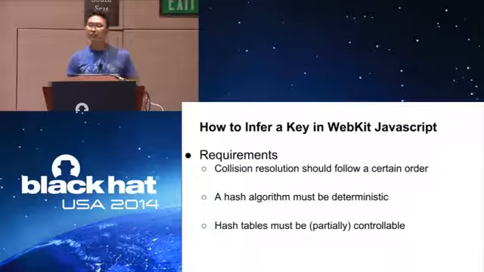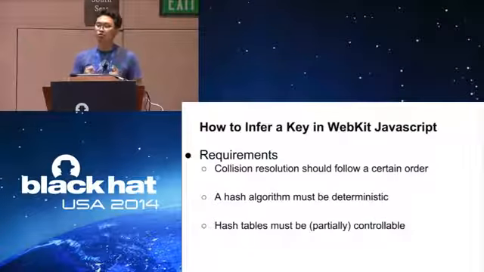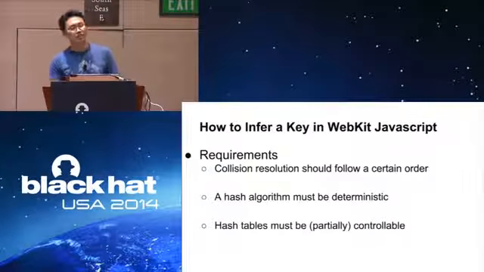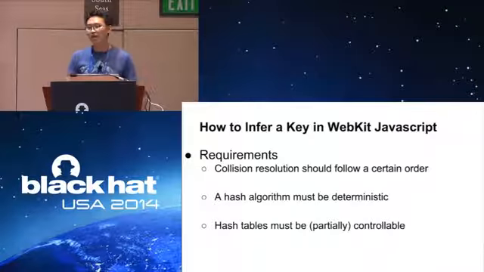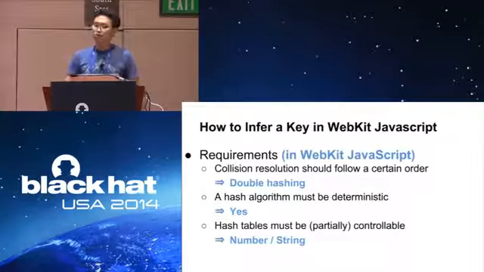So how do we actually infer the key? Because we cannot directly read the key, how do we infer it? There are some requirements to actually infer the key. The first one is that the collision resolution should follow a certain order. The second one is that the hash algorithm must be deterministic. And the third one is that the hash table must be controllable. And this is all possible in the JavaScript case.